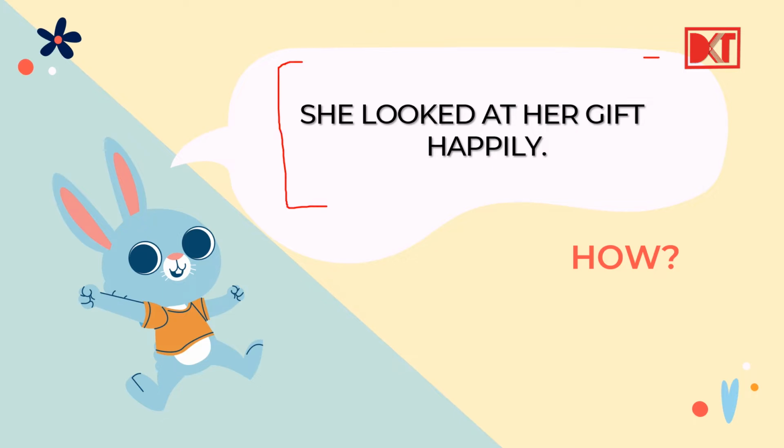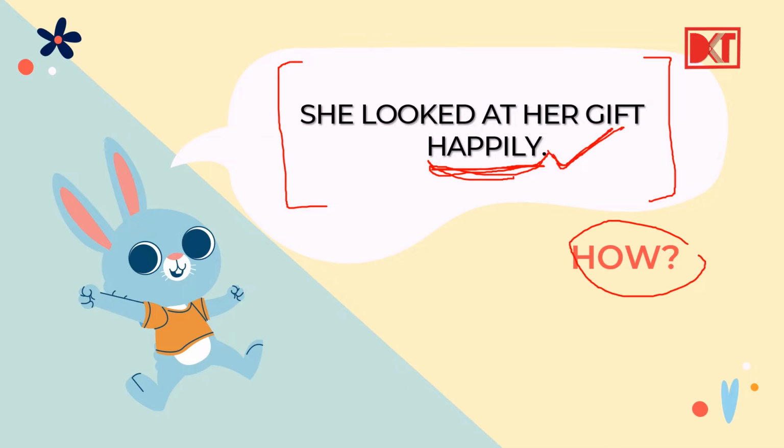It says she looked at her gift happily. The girl got a gift and she was looking at her gift happily. How was she looking at the gift? Happily. She was happy to see the gift. How did she feel? She was happy and she was looking at the gift happily. Alright? Remember this. She looked at a gift happily. How? We are answering the question how here.